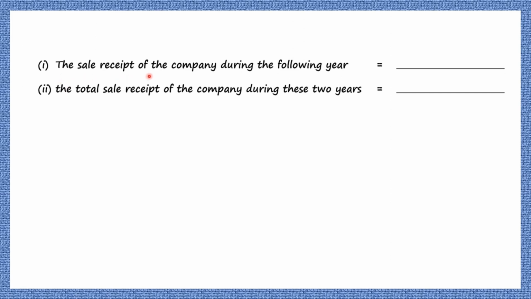The sale receipt of the company during the following year was, this is what we found out first. Write the unit, rupees, 75 lakh 88,870. The second question was, what is the total sale receipt of the company during these 2 years? And that also we found out to be 1 crore 59 lakh 62,410 rupees.